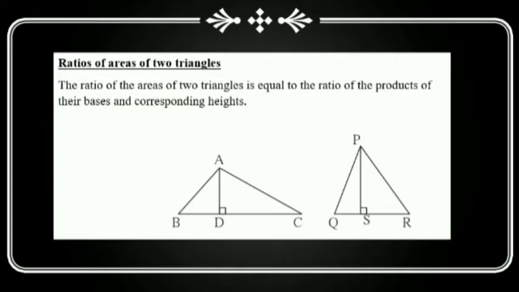In last session we have completed Maths Part 1 Algebra Chapter 1 Linear Equation in 2 Variable. Now we will start with our first chapter of Maths Part 2 Geometry, that is Similarity. Ratios of areas of two triangles. The ratio of areas of two triangles is equal to the ratio of the products of their bases and corresponding heights.